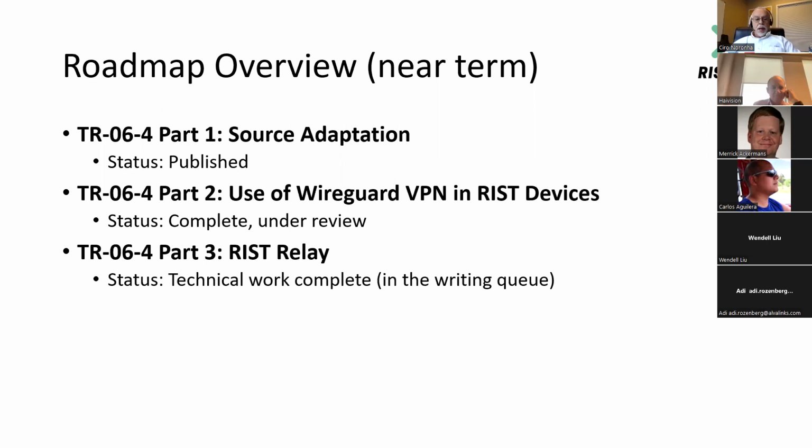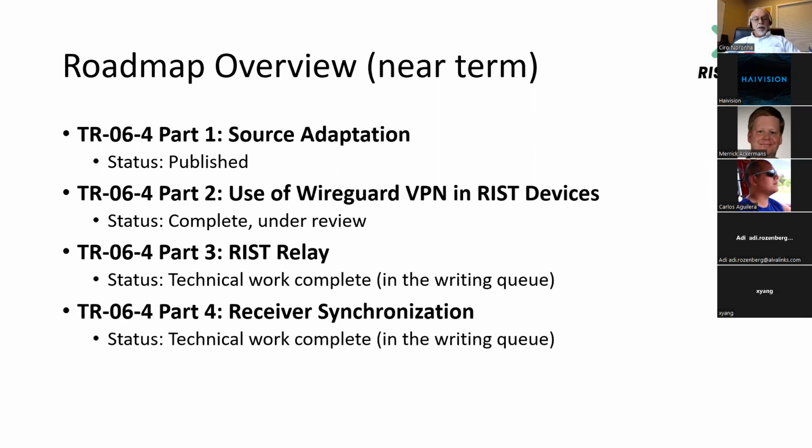TR-64 Part 3, RIST Relay. The AG has actually completed all the technical work, and it's in the writing queue, which means I got to write that once I have time. TR-64 Part 4, receiver synchronization. It's the same status. We finished the technical work. It is in the writing queue, which means I got to write it when I have time.